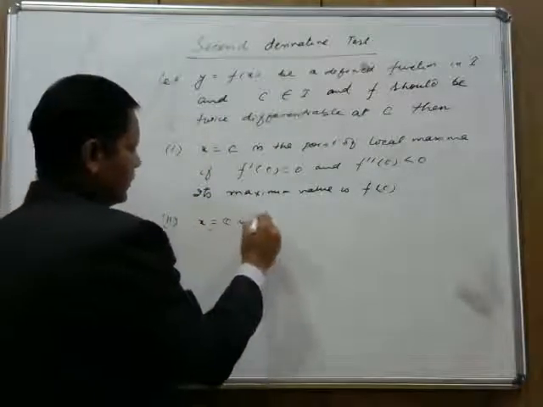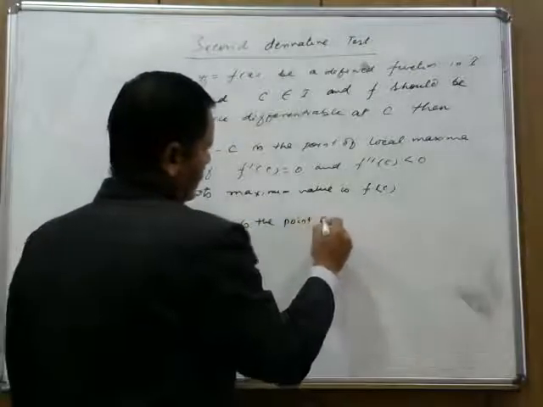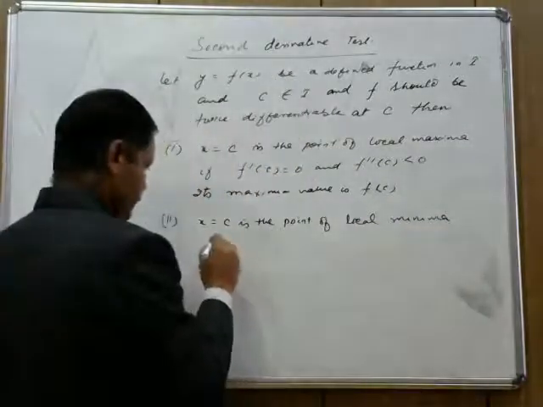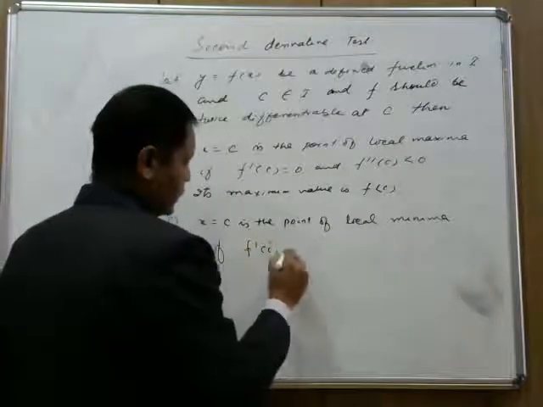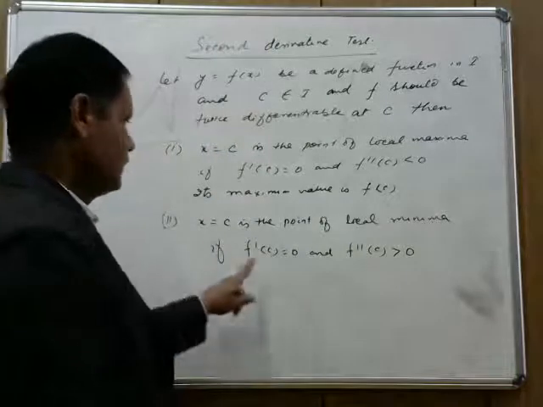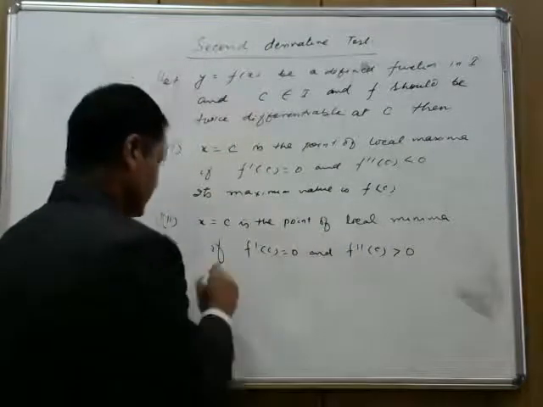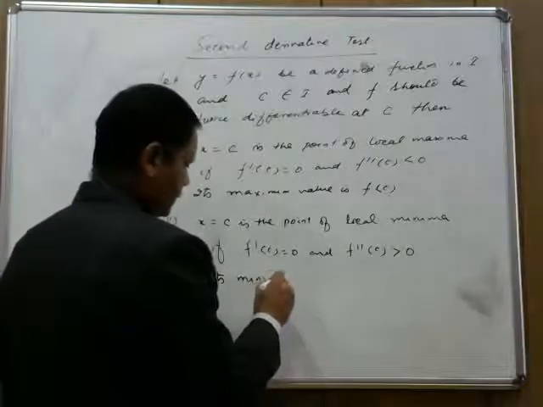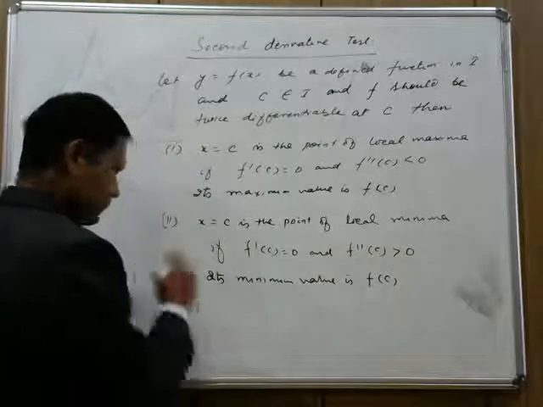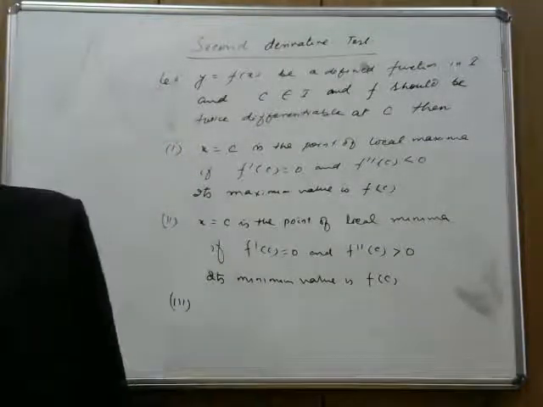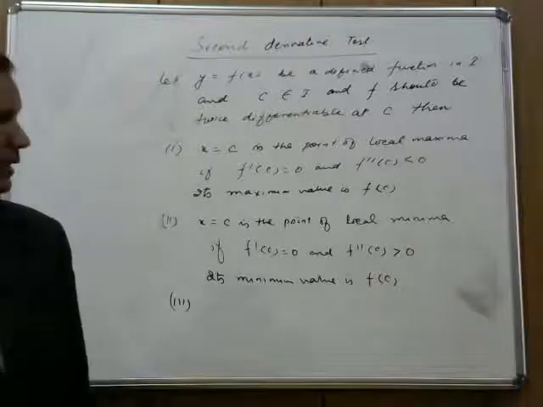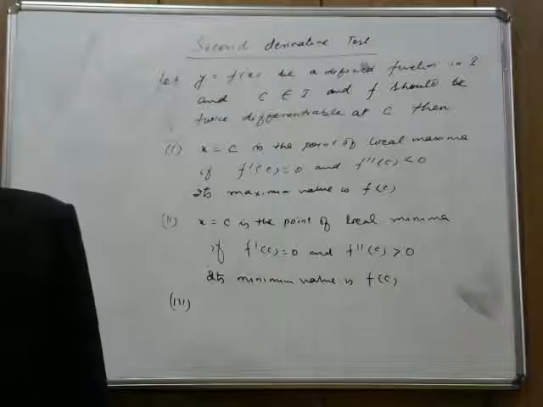Second, x is equal to c is the point of local minima if f dash of c equal to 0 and f double dash of c is greater than 0, and its minimum value is f of c.